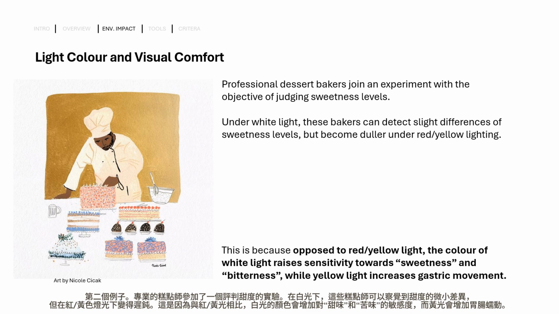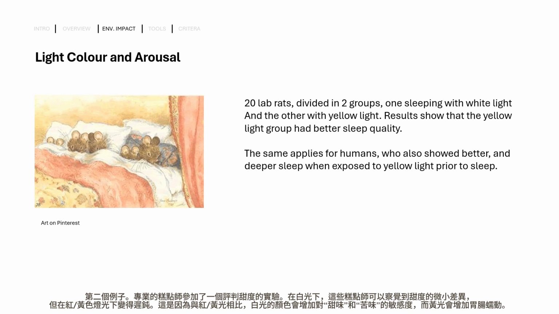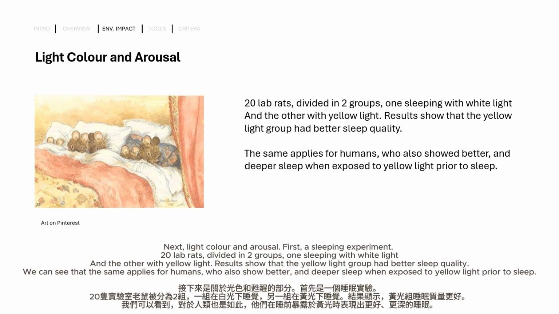So we can see that light color is very linked to visual comfort. Next, light color and arousal. First, we will share a sleeping experiment. 20 lab rats divided into two groups, one sleeping with white light and the other with yellow light. Results show that the yellow light group had better sleep quality.